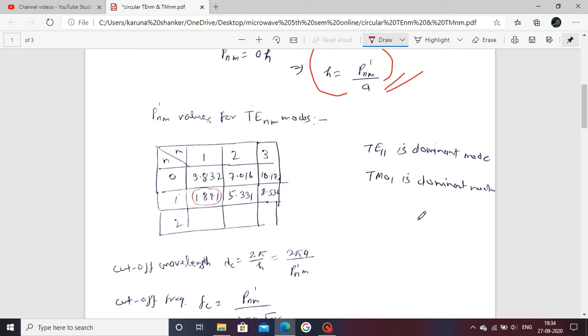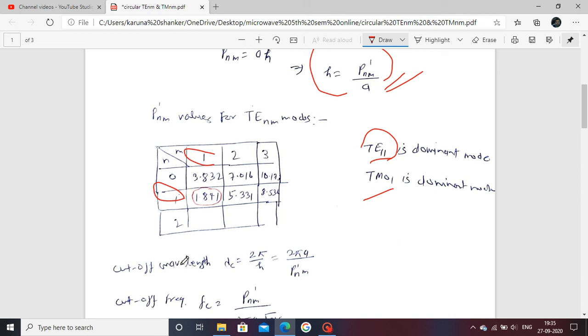You see here the dominant modes are TE11 and TM01. First, TE11 is the dominant mode, which has the lowest value. In this table, not all of it is filled up, as there is a long table; here only m is equal to 1, 2, 3 and n is equal to 0, 1, 2. By this we observe 1.841 is the lowest value of this table, that is n is equal to 1 and m is equal to 1. That is called the dominant mode.